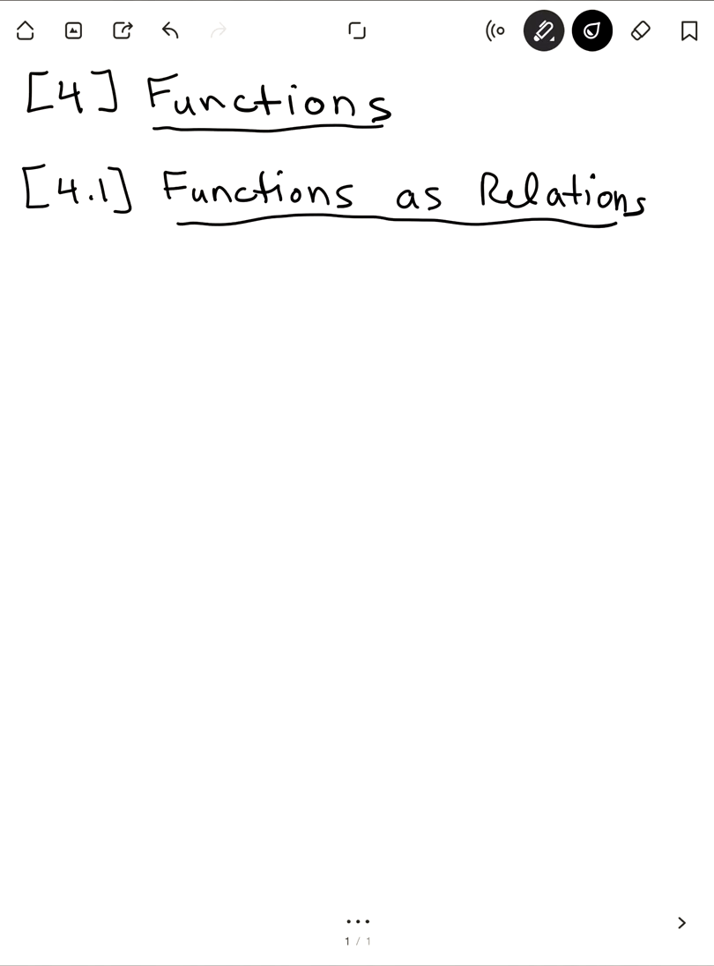And so I'm hoping to get through this quite quickly because I know some of you all are used to functions and the idea of functions. So let's just get right to it. So let's start off with the definition.